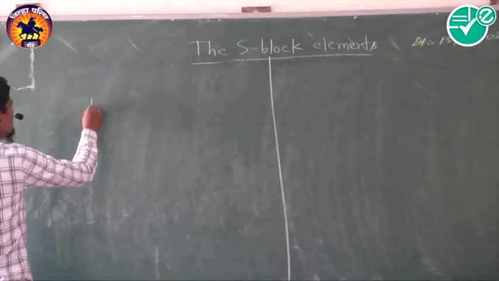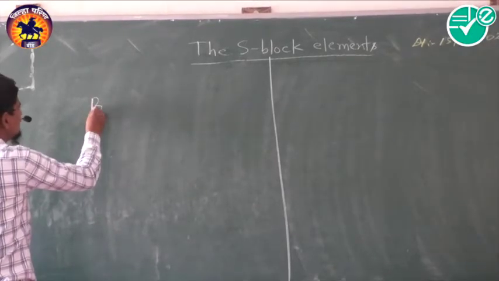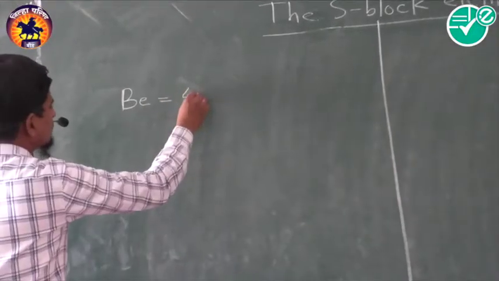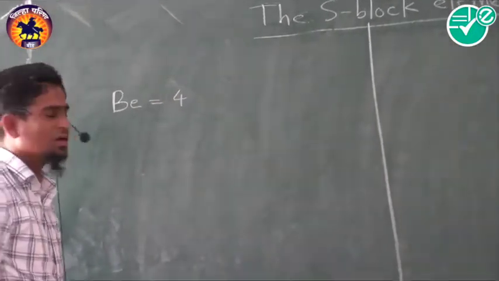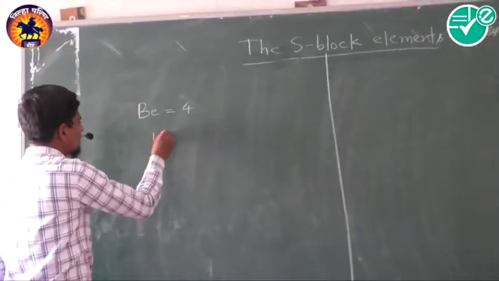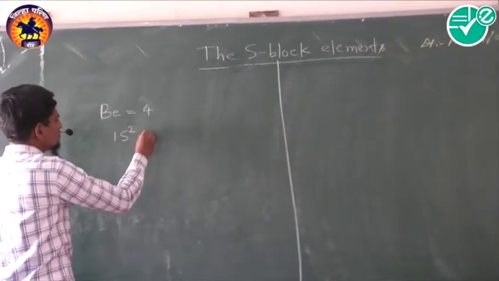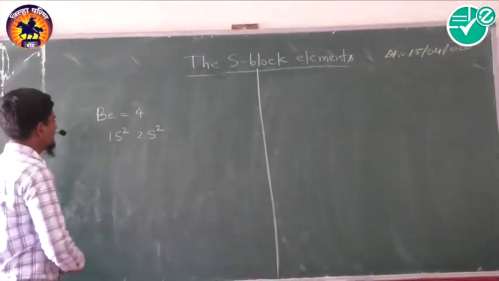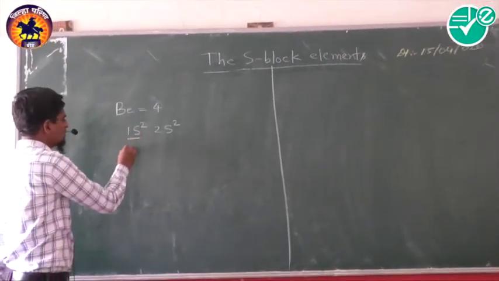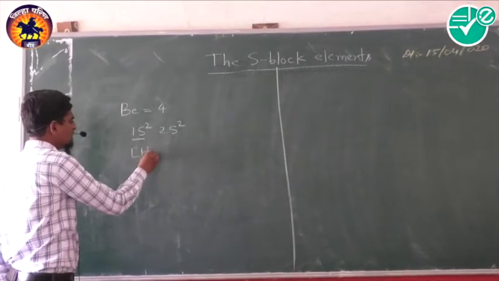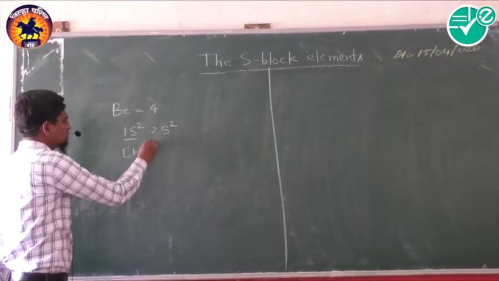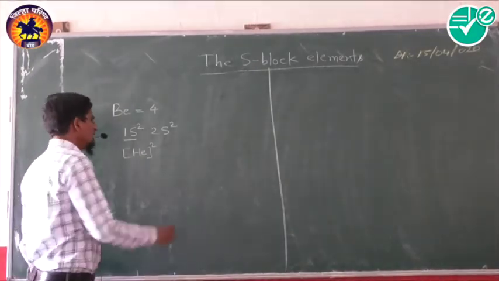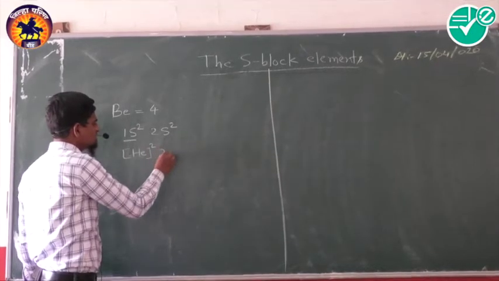Suppose you are taking beryllium here. The symbol is Be, atomic number 4. Now what is the electronic configuration, sir? 1s2, 2s2. Instead of writing 1s2, I can write the noble gas having atomic number 2, He. You can also write in this form. Now come here. This is 2s2.